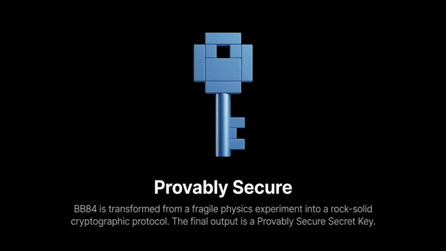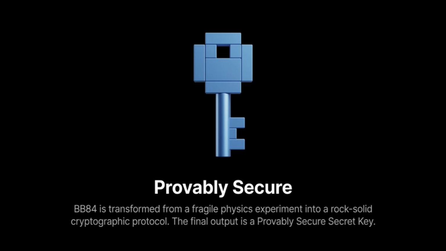We have reached our destination. As you see the solid blue key on your screen, you are looking at the ultimate achievement of quantum information theory. We have moved from a fragile physics experiment subject to noise, drift, and eavesdropping to a rock-solid cryptographic protocol. Unlike classical encryption, which relies on the mathematical difficulty of factoring large numbers, this result is provably secure. This means its safety is not a matter of computational power or clever algorithms. It is guaranteed by the fundamental laws of physics themselves.